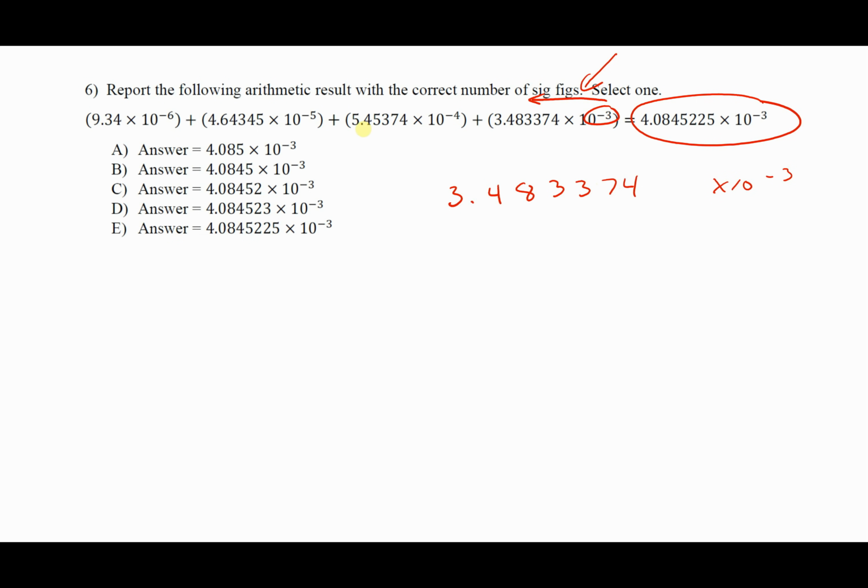Okay, the next one, right? That's 10 to the fourth, so that decimal point will move there. So 0.545. Notice how I'm lining them up properly. 374. Right, also times 10 to the minus third. 10 to the minus fifth, so this decimal place will move over twice. 0.0464345 times 10 to the minus third.